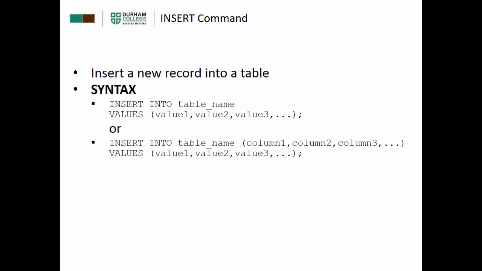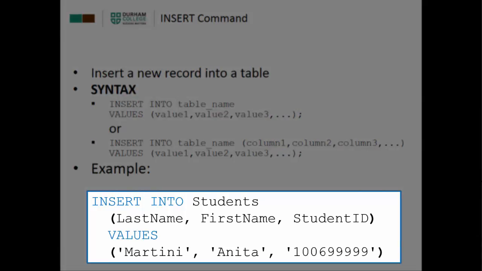Insert commands are just adding new records to the table, and there are 2 different ways to do it. You can specify which parts of the table you're going to insert into. You start with insert into, you list the table name, you can list which columns to insert the values into, and then you'll say values and a list of values. So the example here is insert into students. You want to include their last name, their first name, and their student ID. And the values here that I've chosen kind of arbitrarily are Anita Martini, and her student ID is 100699999. Not a real person.